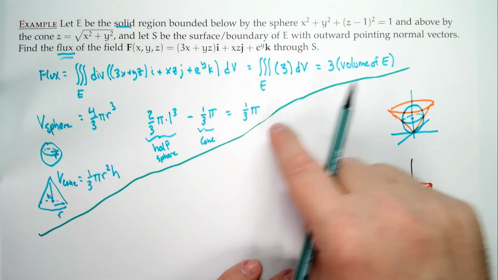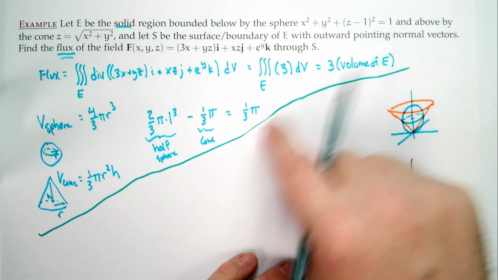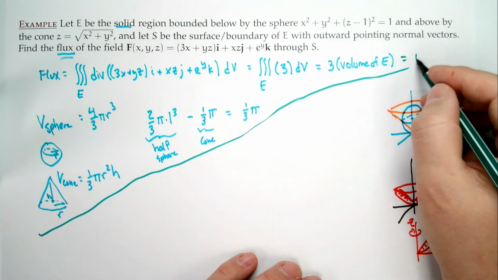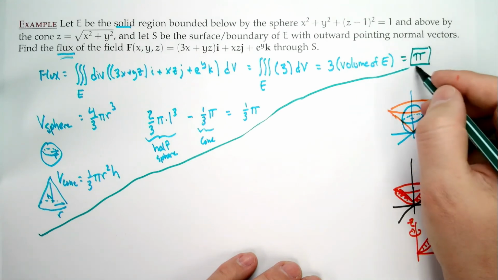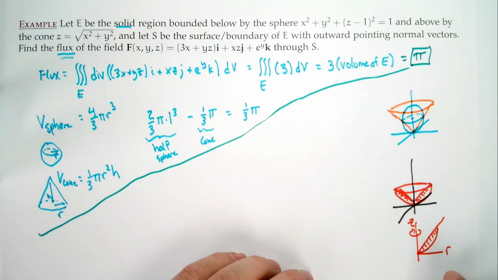I hope. All right, now that's the volume. Remember, what do we want? We want 3 times that. So our final answer, we claim, is pi. Now, let's go back. Let's see what we have.